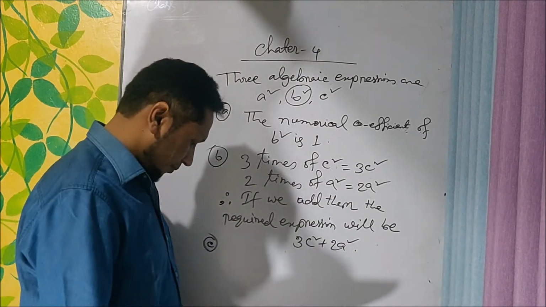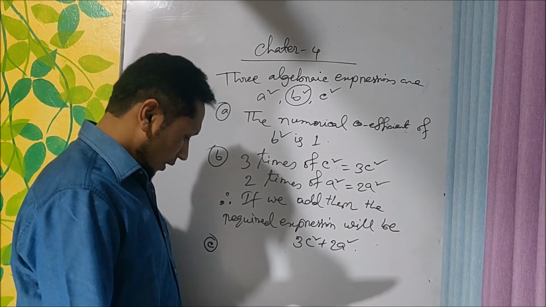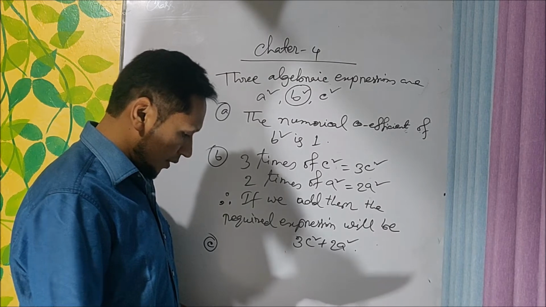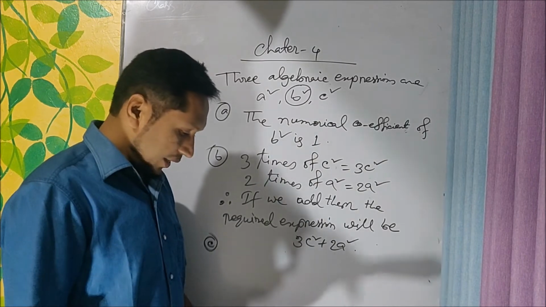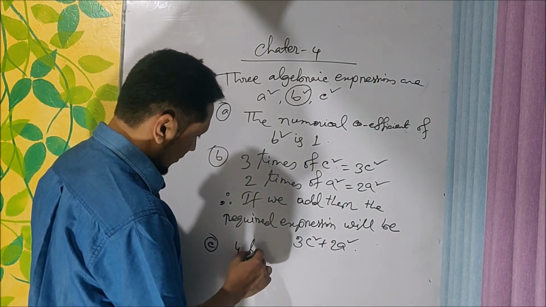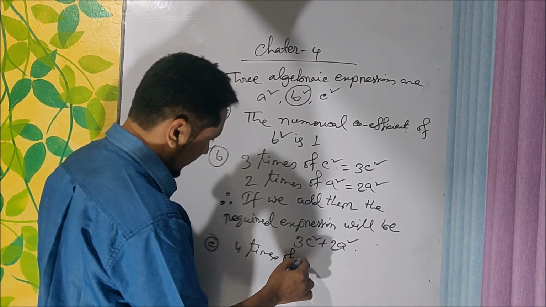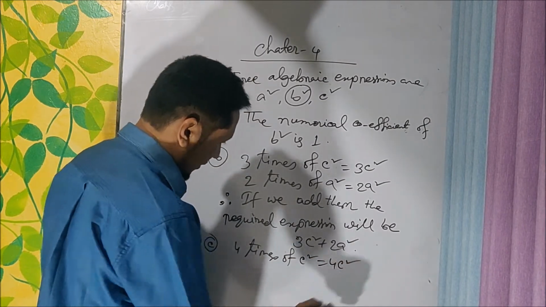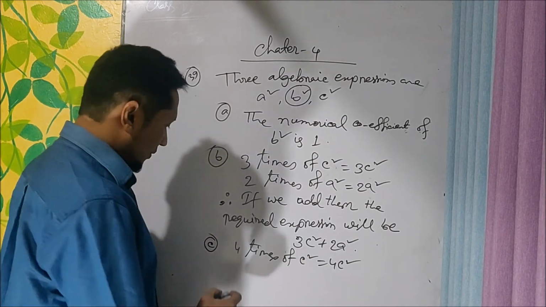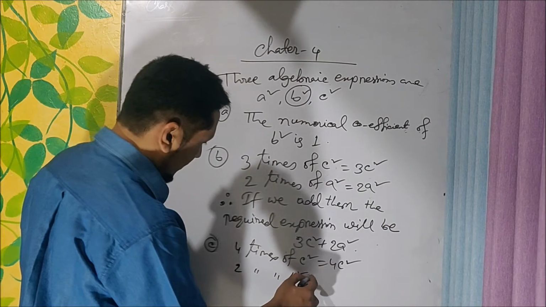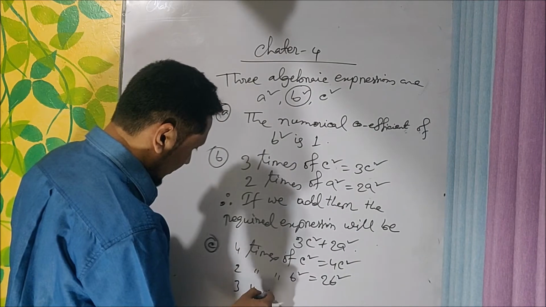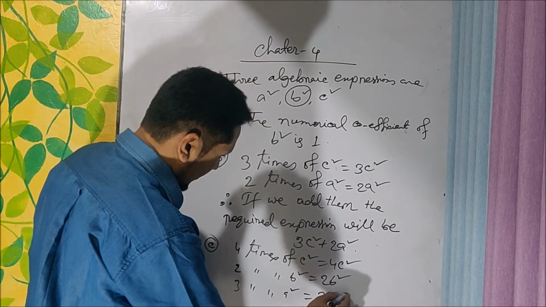Part C says, add 4 times of c square with the difference of 2 times of b square from 3 times of a square. It's also very easy. First we write down 4 times of c square, that is 4c square. Then 2 times of b square is 2b square, and 3 times of a square means 3a square.